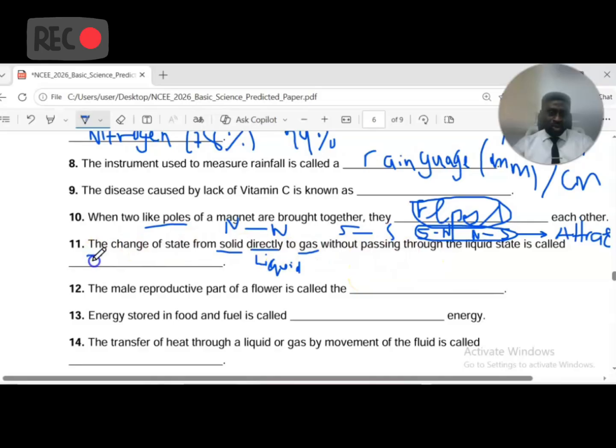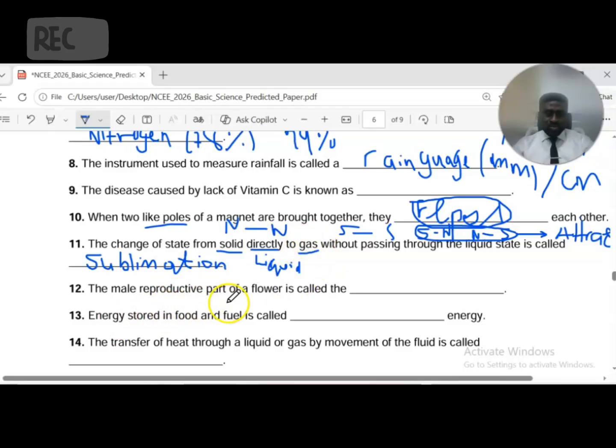It's called sublimation. This is under separation techniques, where you have filtration, magnetism, distillation, fractional distillation, decantation, sieving methods, chromatography, filtration, and so on. So sublimation is just that process through which solid materials transform into gases without passing through the liquid state.